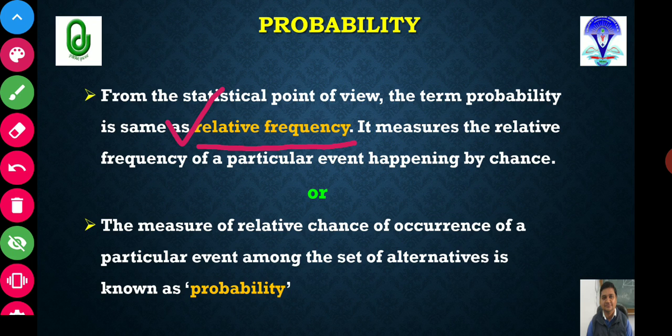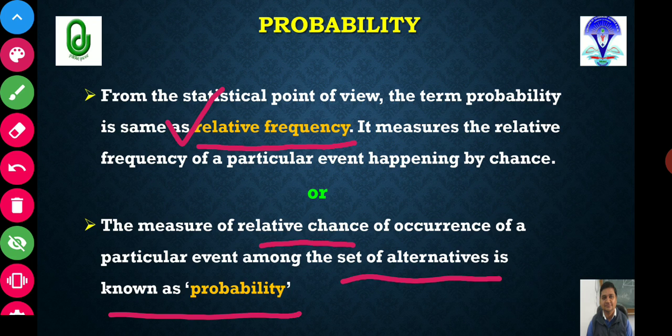What does probability measure? Probability is a measure of the relative frequency of a particular event happening by chance. In other words, it is the measure of the relative chance of occurrence of a particular event among a set of alternatives. There is a certain set of alternatives, and the question is what is the chance that a particular one will happen.